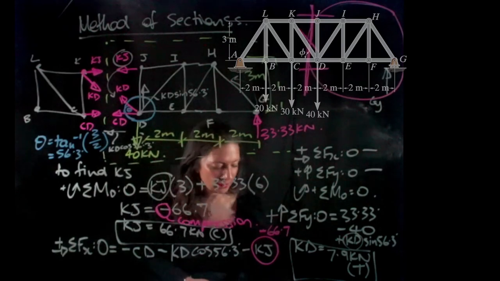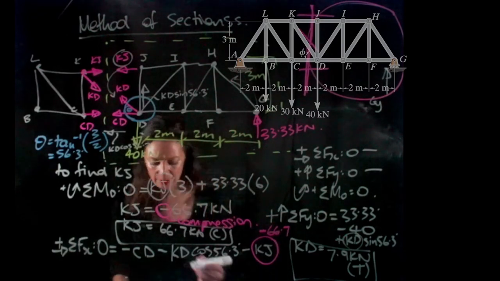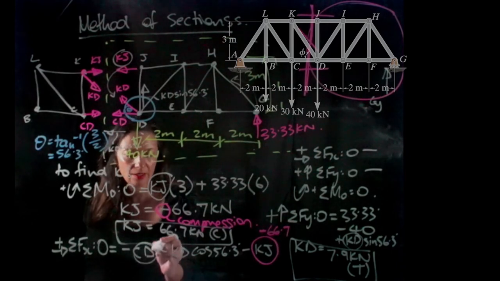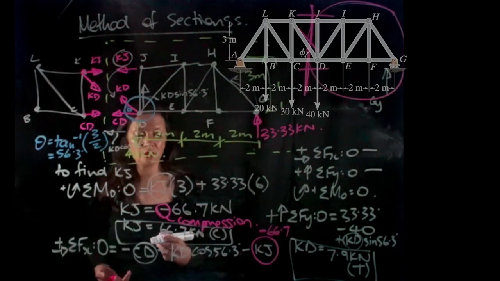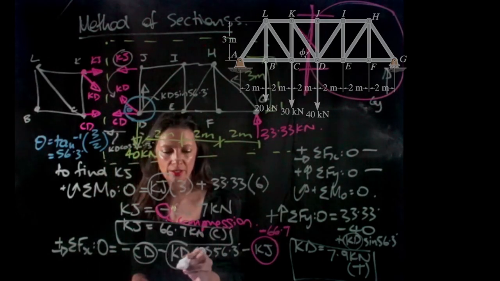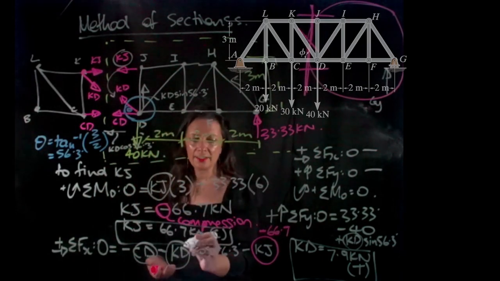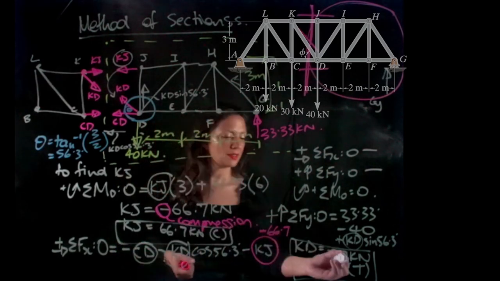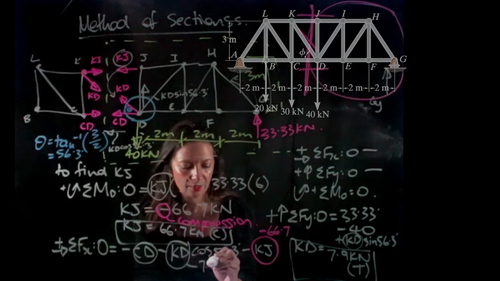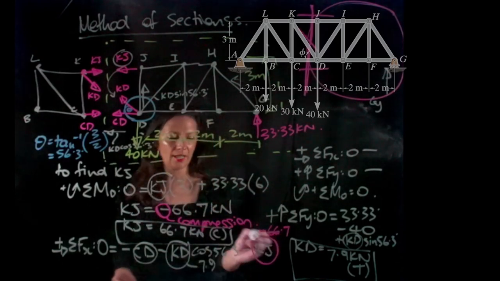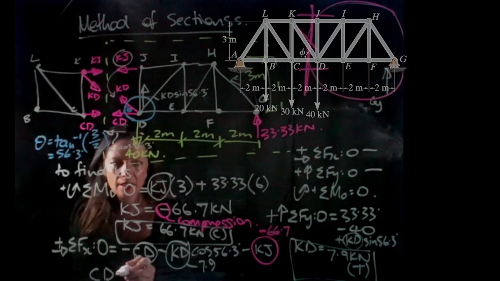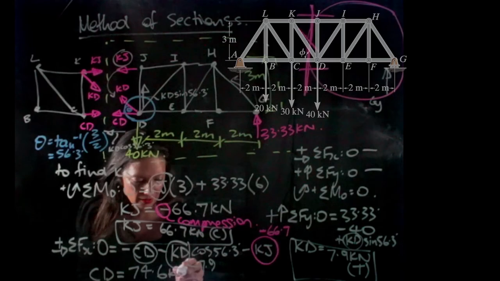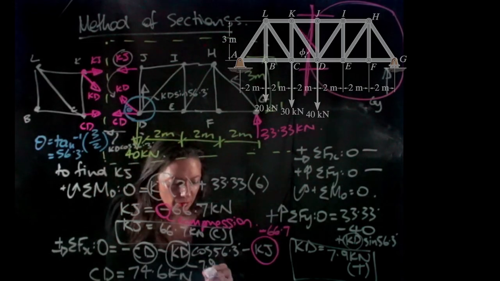So let's just write this one out. So I know what CD is, that's actually what I need to solve for. And I know KD, here it is, it's 7.9 kilonewtons in tension, and CD is going to equal 74.6 kilonewtons, and it's actually in compression.